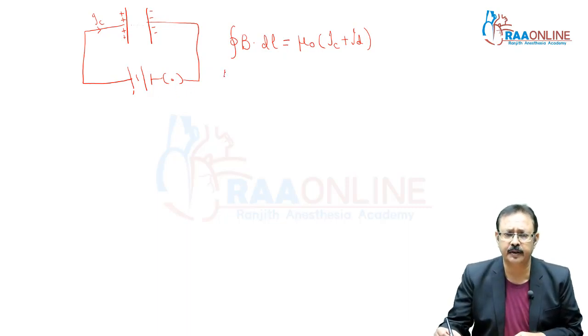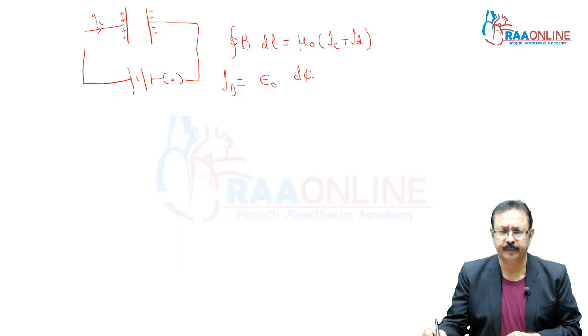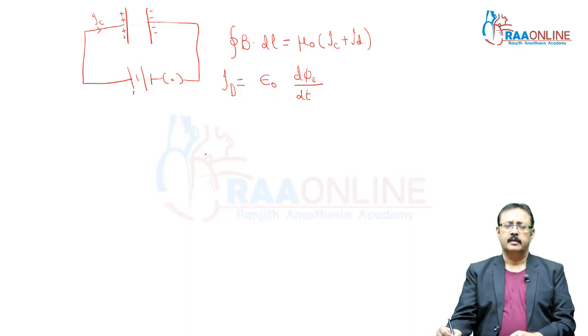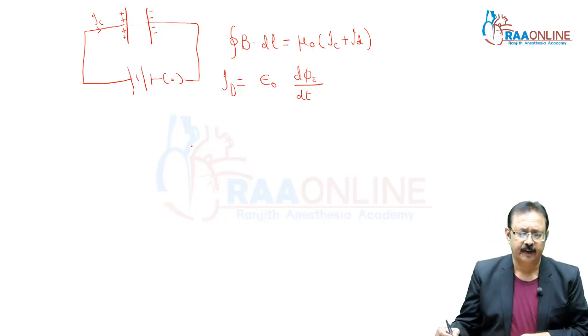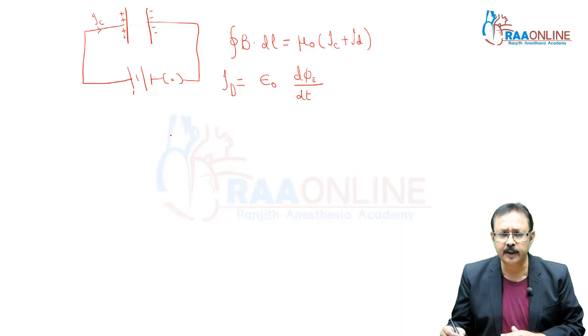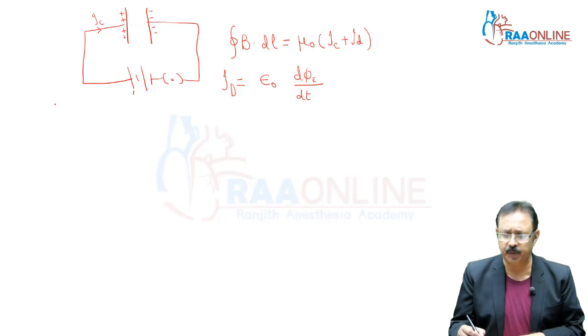And after mathematical calculation, he got the formula for displacement current: it should be equal to epsilon naught d phi by dt, the rate of change of electric flux. So after his experiment, continuity was complete, and after this result he got the idea of how electromagnetic waves travel in space. No medium was there, but current was traveling. So he got the idea that electromagnetic waves need no medium for traveling. This experiment was done by Maxwell.